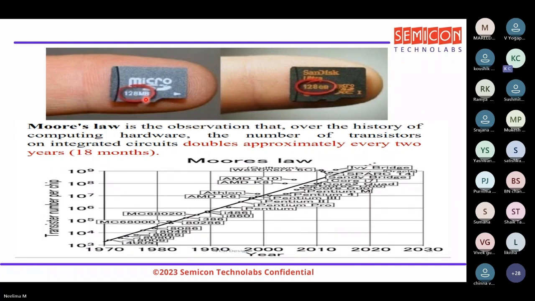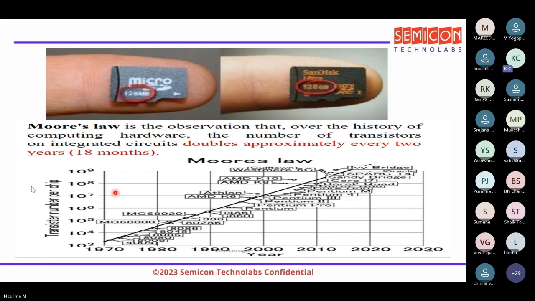Now if you look at the SD card as on today, the size is still smaller compared to this, and it is in GB, 128 GB gigabyte as compared to megabyte. So a lot of difference. You can add more and more memory into a very small SD card. So a lot of advancements are happening in the VLSI industry to make our life easy.